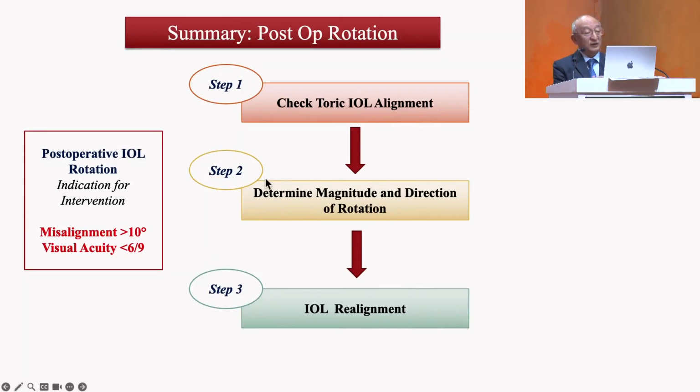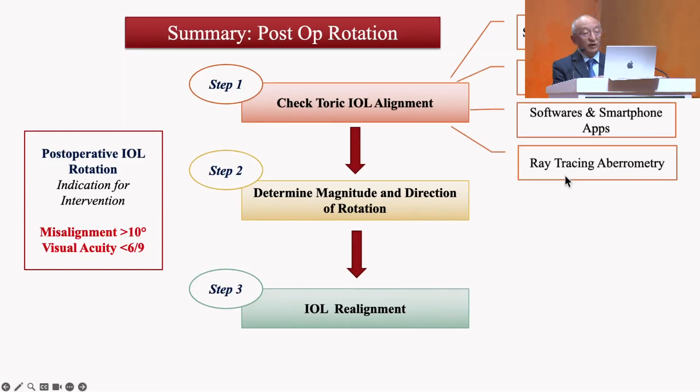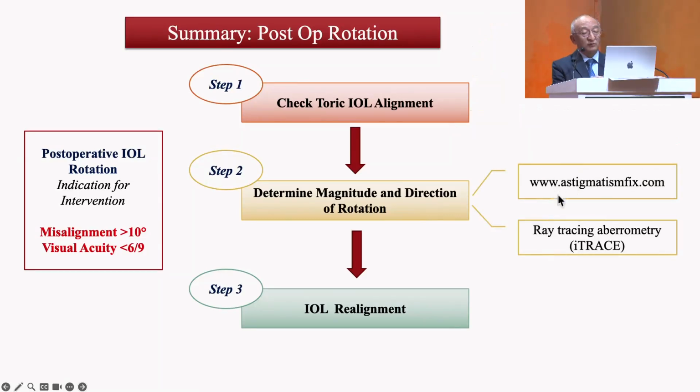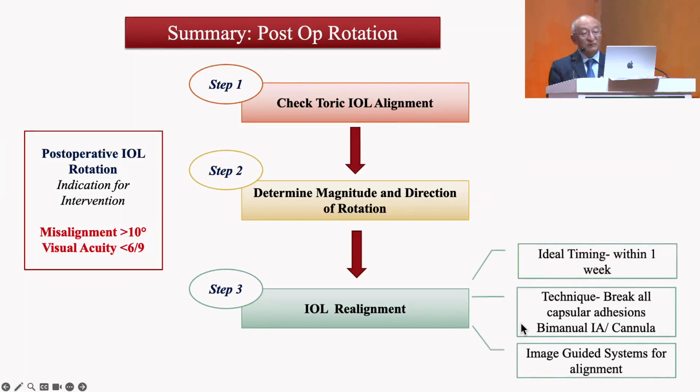To summarize the important points in a post-op check in toric IOLs, check for toric alignment. If you have rotation more than 10 degrees and less than 6/9 vision, you might have to take the patient back to the OR. And these are various ways you can check the rotation. Look for various formulas which can give you a better way to judge your patients. And realignment should be done within the first week or so. But if you have a larger bag, you might wait for some more time. And especially in those cases, you might have to use image-guided surgery again for the second time.